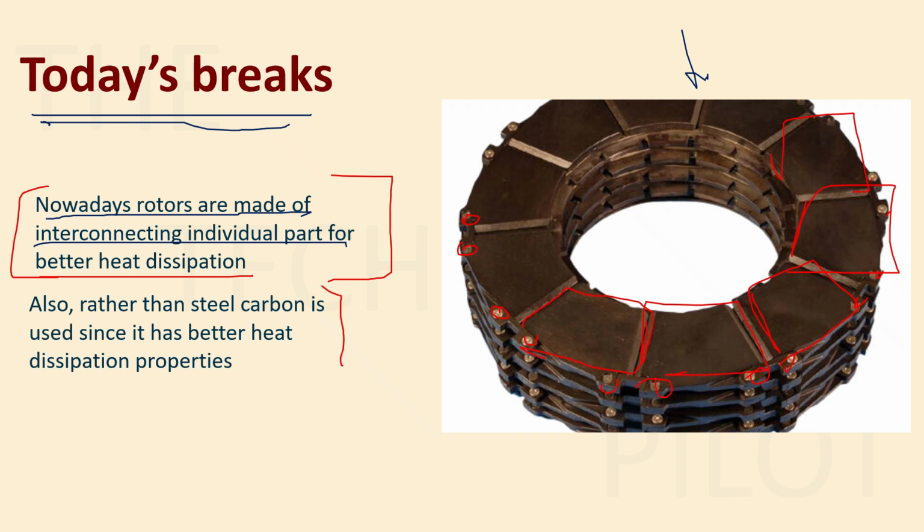And also the rotors are made of what? Carbon. The rotors are made of carbon materials instead of steel, because carbon has a better heat dissipation property than steel. That is why we use carbon to make rotors, and we also make rotors in split form, where we connect different individual parts to make your rotor.